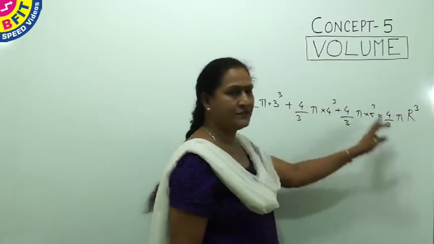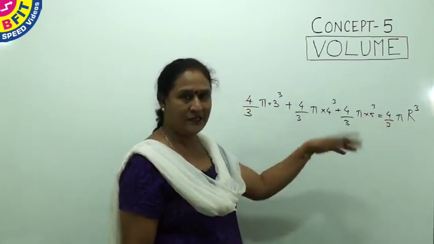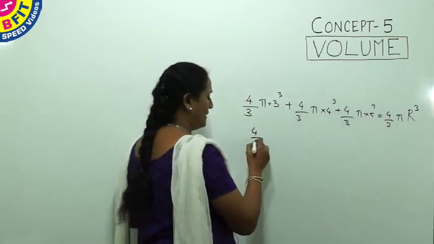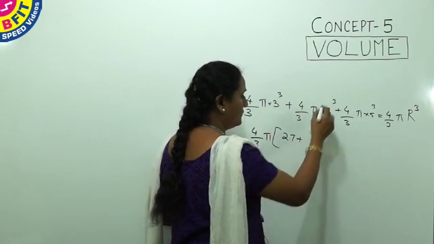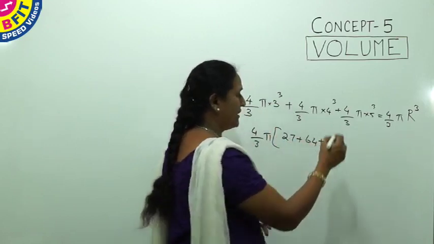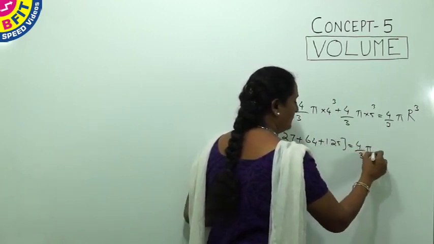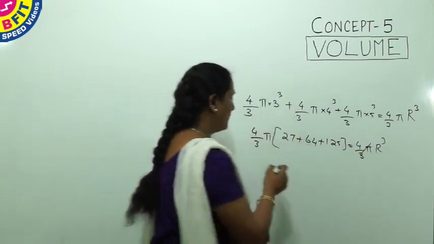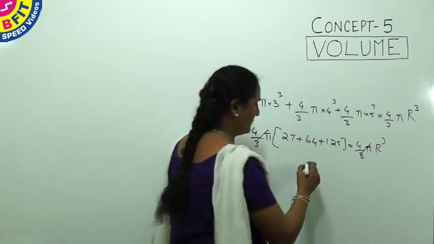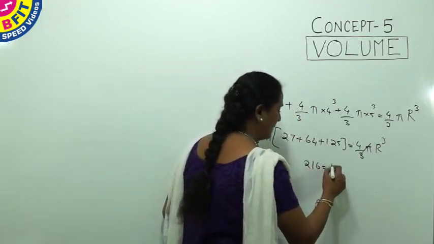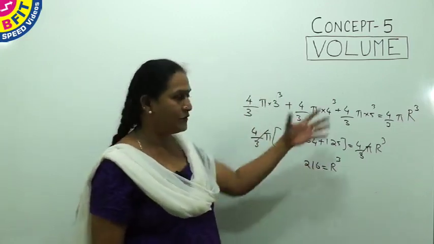So we need to find this radius. Now as we have this 4 by 3 pi common on either side, we can cancel it out. So 3 cube is 27 plus 4 cube is 64 plus 5 cube is 125 equal to 4 by 3 pi r cube. So this common factor gets cancelled. Now adding these 3 values, it is 216 equal to r cube. So the cube root of this value will give you the radius of the bigger sphere.